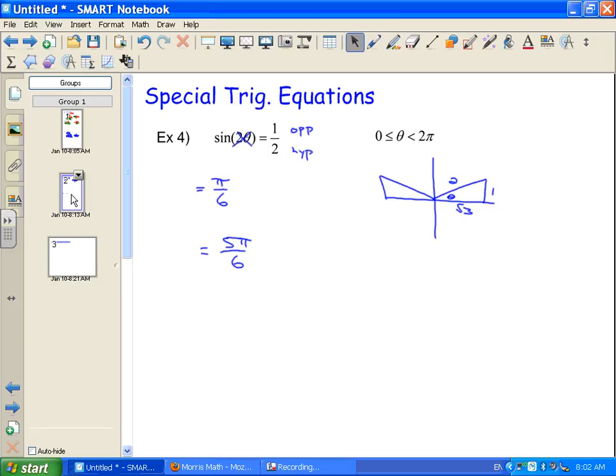But it's not an x. It's 2 theta. So is that your answer? No, I'm looking for theta, so now we divide both sides by 2. Same thing as dividing by 2 is multiplying by 1/2. So I'm going to get pi over 12 and 5 pi over 12. Alright, that's not hard. It's easy.